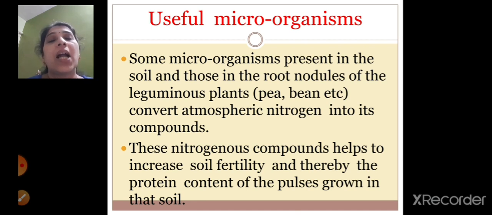Then some microorganisms, as I told you, like rhizobium, which is present in the leguminous plants, convert the atmospheric nitrogen into compounds, and then the plants use it for their growth. Also in the soil, the azotobacter microorganism is present, so it also does the same thing. It converts the atmospheric nitrogen into compounds, and because of this, the fertility of the soil increases and the protein content in the pulses also increases, right children?